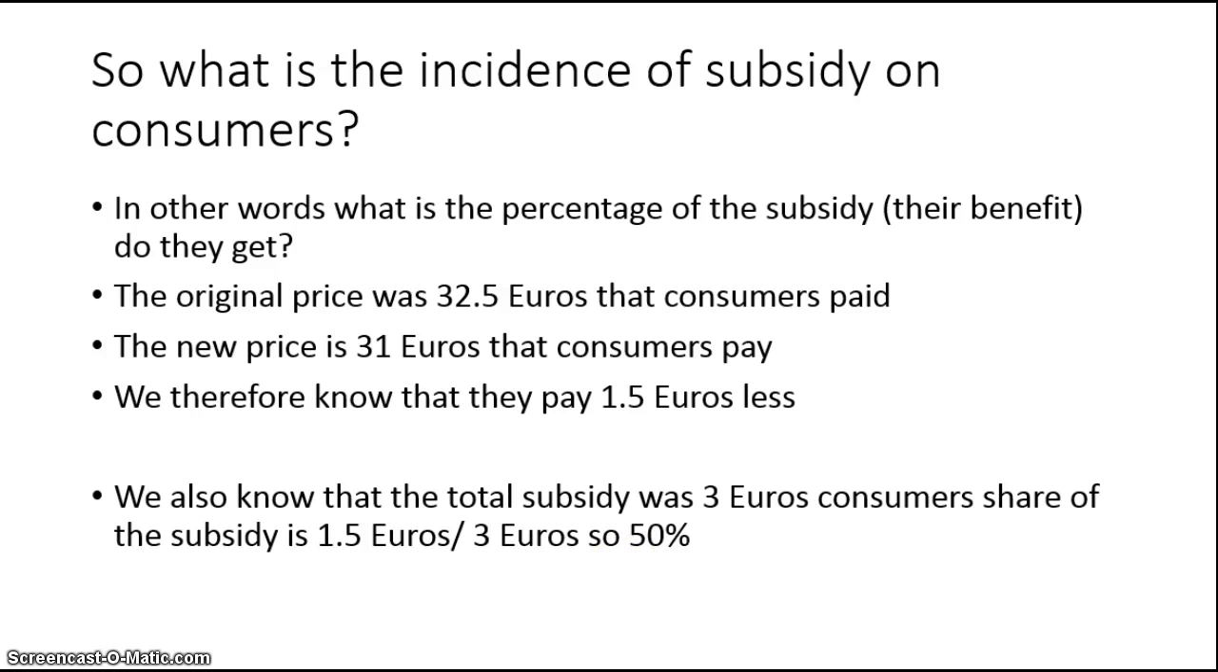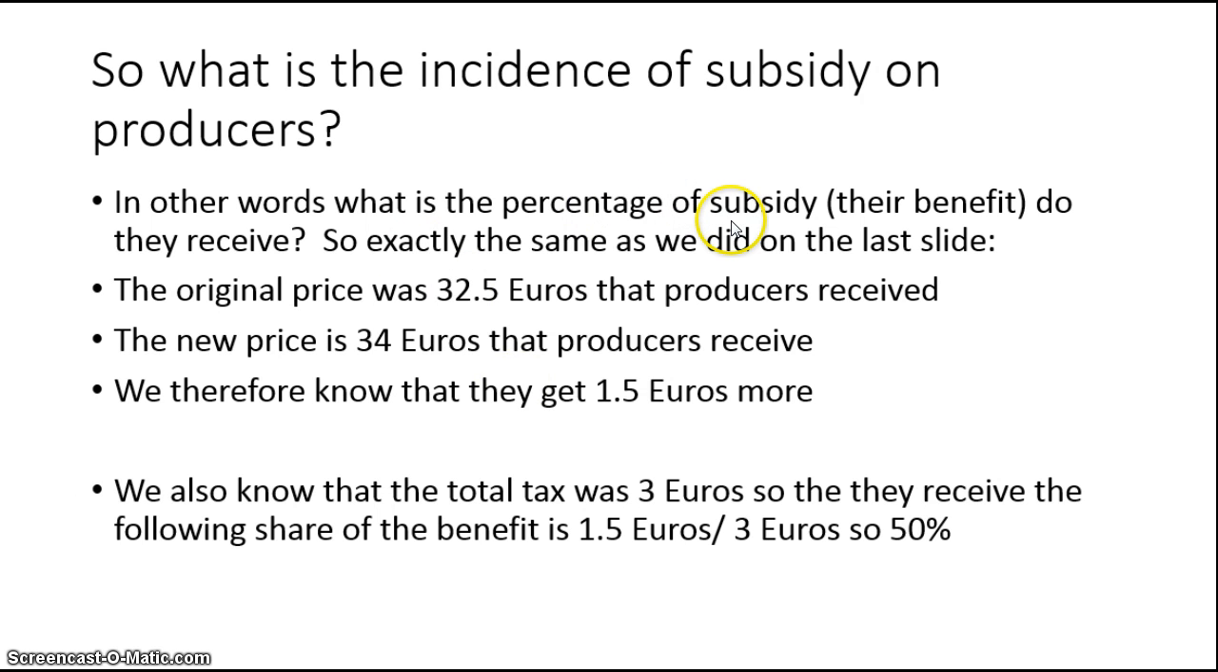We can do the same for the producer now, and again, this is a benefit. The producer is not having any burden. They are receiving money, but how much of that money depends on the elasticity. So we can already presume that it's going to be 50%, because the consumer's is 50%, so therefore the producer's must be 50%. But we can work it out just to make sure.